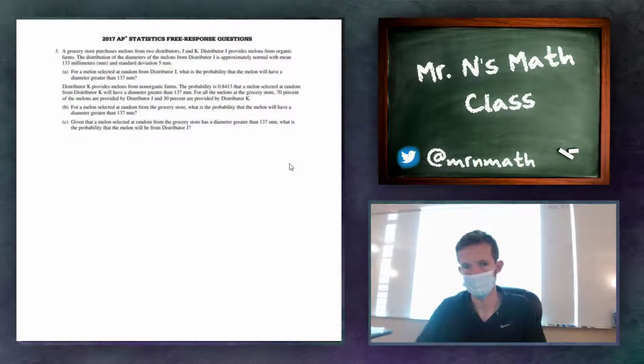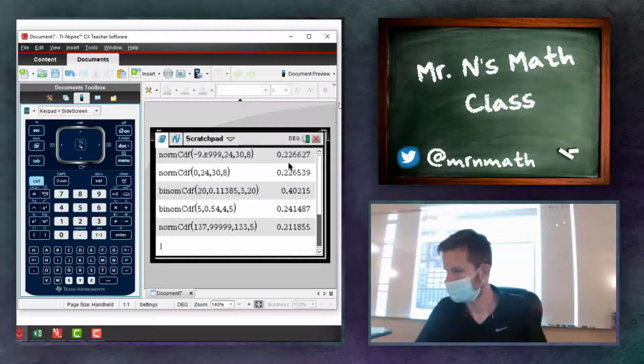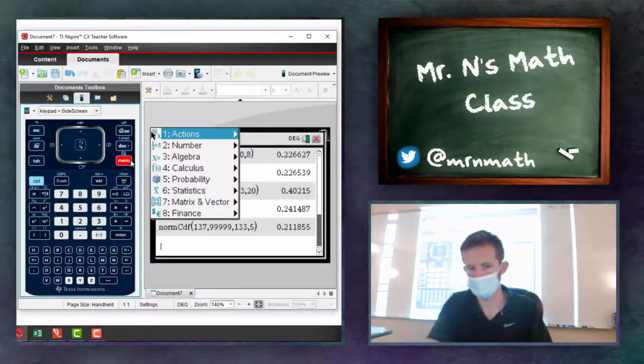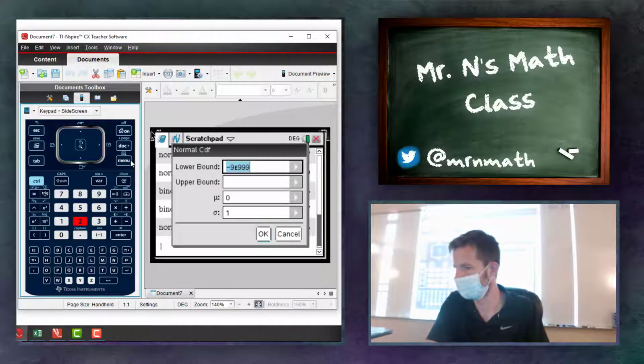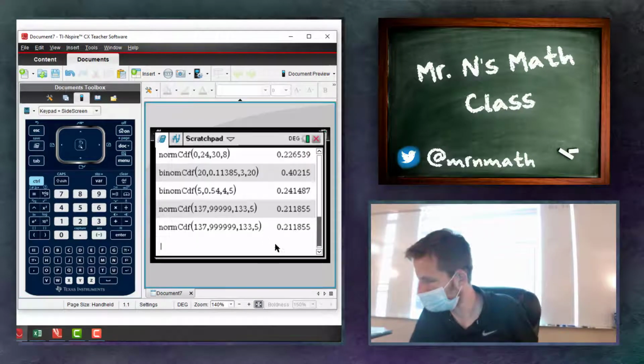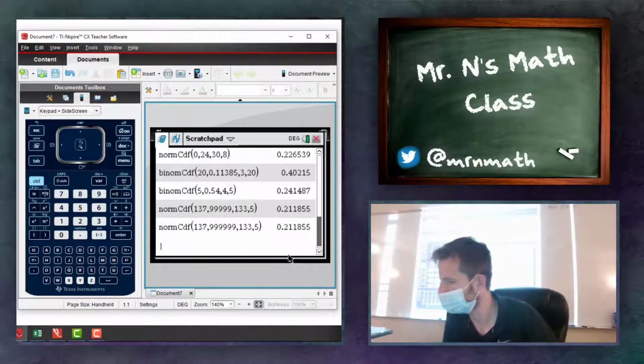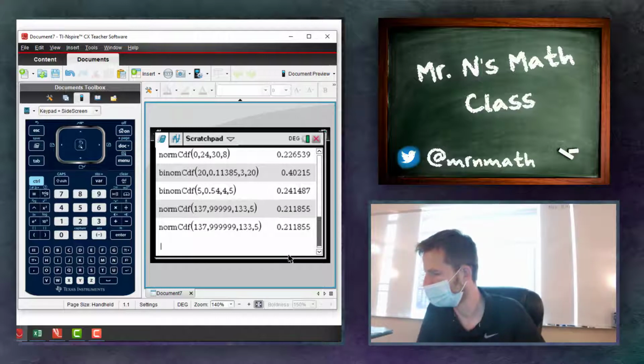Menu 552. So let's do it both ways. Let's do menu 552. What's the lower bound for this one? 137, upper bound, a bunch of 9s. The mean is 133, and a standard deviation of 5. So what's that probability? 0.2119.